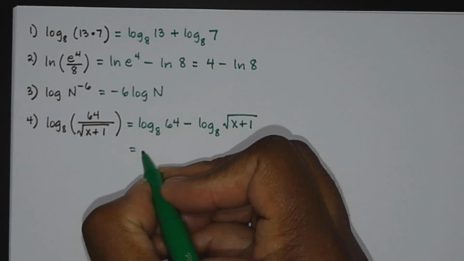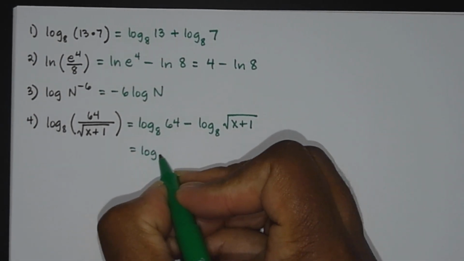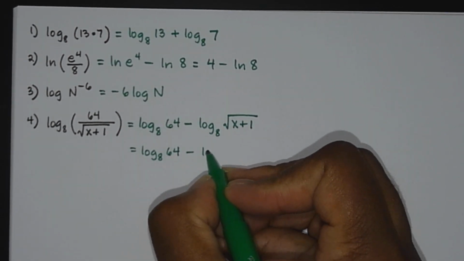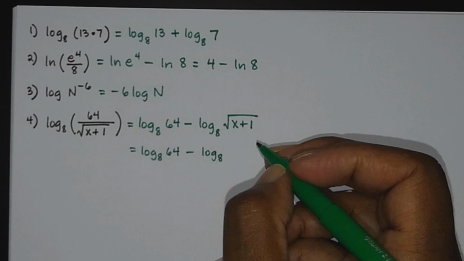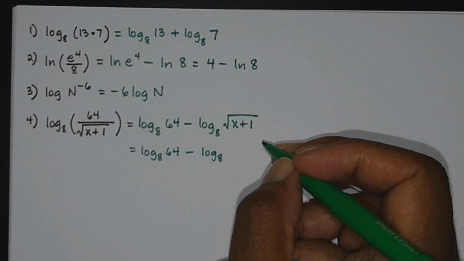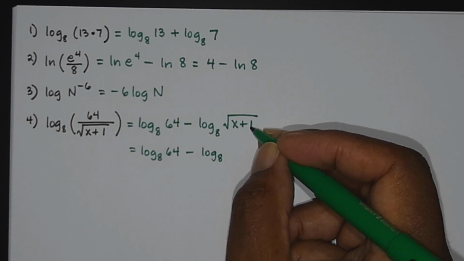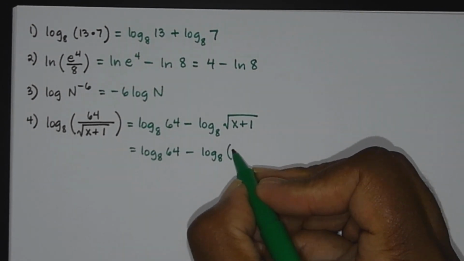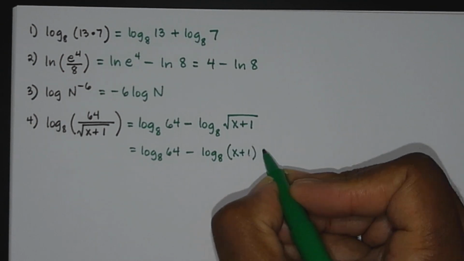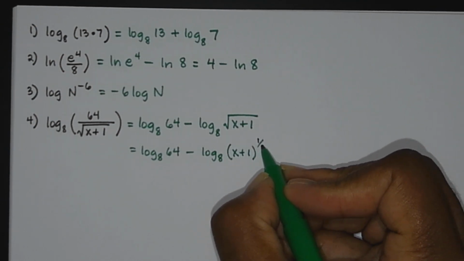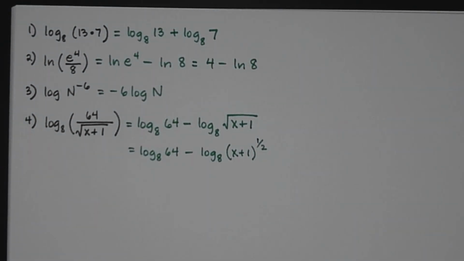I'm going to do something with that square root of x plus 1. That square root of x plus 1 can be written in its equivalent exponential form. And that can be as x plus 1 raised to what power? That would be to the 1/2 power because the square root in exponential form is 1/2.